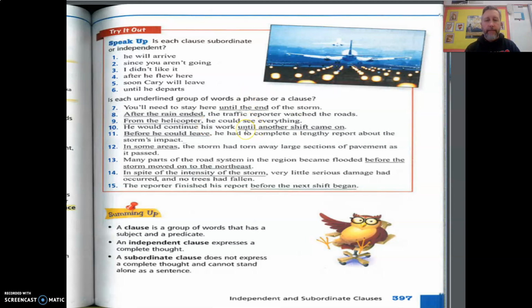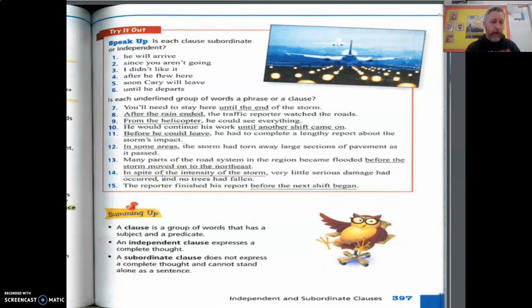Number 10. Another shift came on. Subject, predicate, conjunction. It's a clause. Before he could leave. He, subject, could leave, predicate, clause. In some areas. Nope, there's no predicate there, right? So that would be a phrase. Before the storm moved on to the northeast for that one. That's a pretty long clause there, isn't it? Got your subordinate clause, or conjunction here, rather. The storm moved. Okay, subject, predicate.